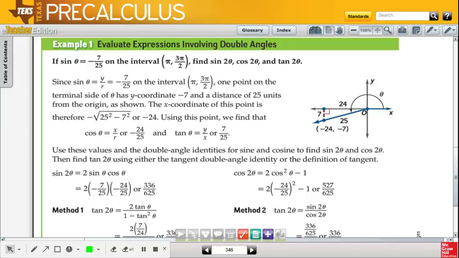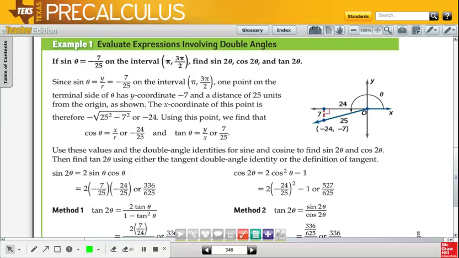One point on the terminal side of theta has y-coordinate of negative 7 and a distance of 25 units from the origin. That means it's the r value. So r is 25. And remember, r is always positive, regardless where it is. Now the x and y can be negative. In this case, the y is negative 7.